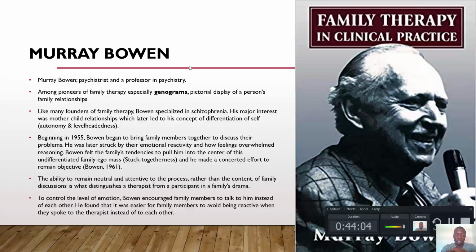He was later struck by their emotional reactivity and how feelings overwhelmed reasoning. He realized that whenever mom would feel anxious, the rest of the family would start to feel anxious. Bowen felt the family's tendency to pull him into the center of what he called the undifferentiated family ego mass. Basically, to make it simple, family stuck togetherness. Families were so stuck with each other that you couldn't tell the difference between mom's emotions, dad's emotions and the children's emotions. So he believed that for people to function mentally and to be healthy, that needed to stop, and he had conversations with families about that.